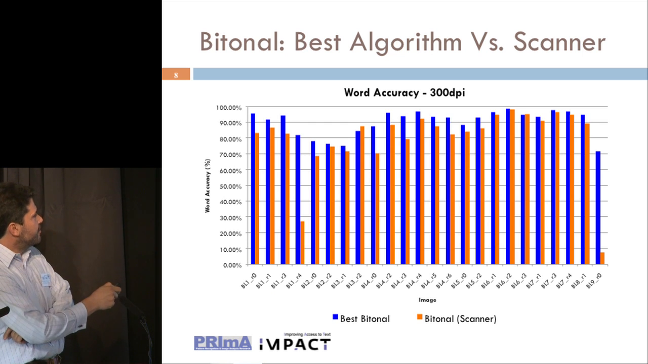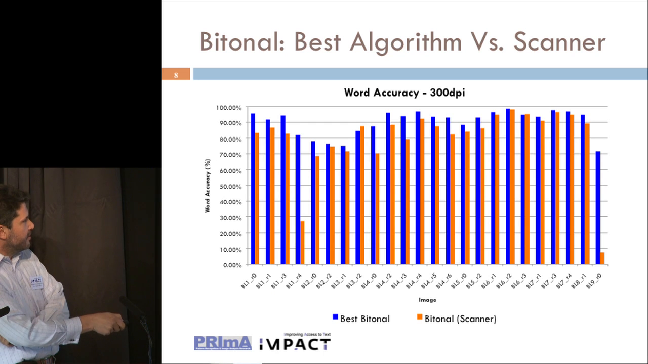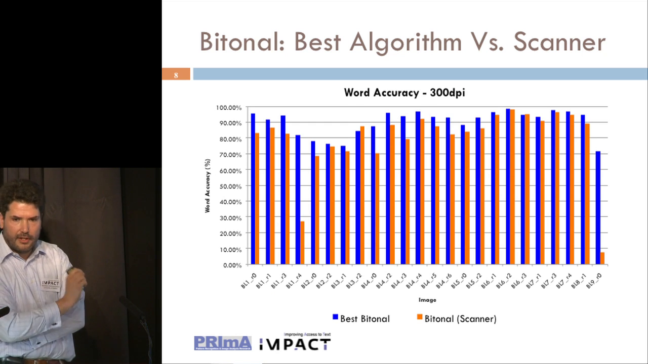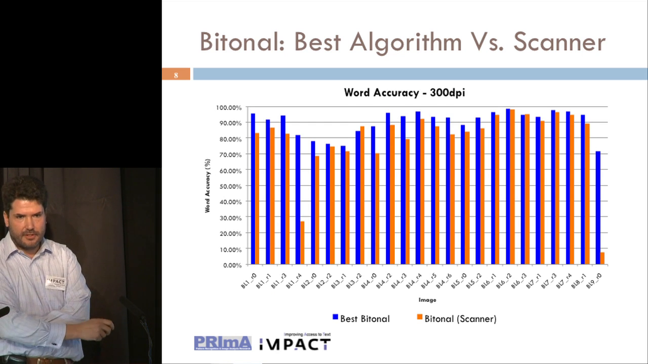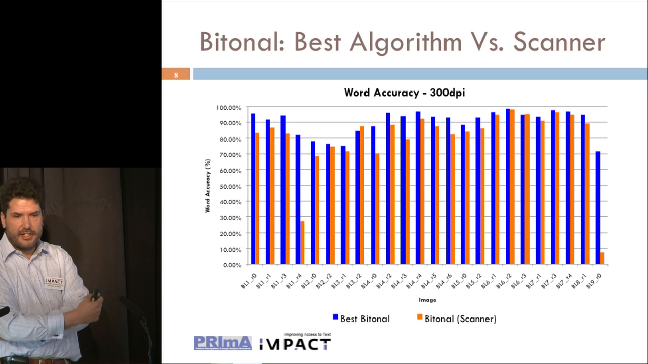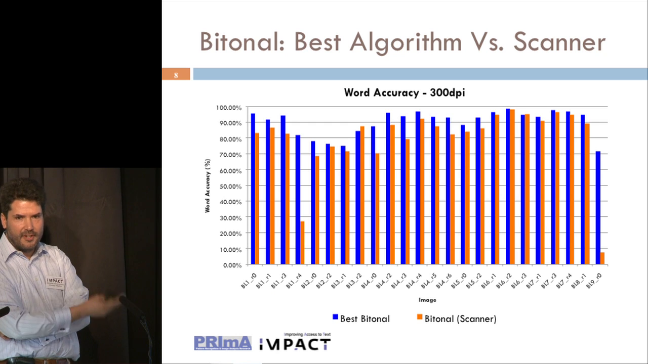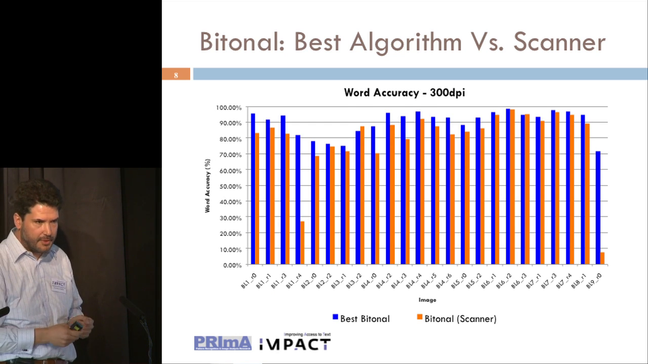Okay, and in some cases, you see large differences there. Some huge differences in some cases, and in almost all cases, apart from some spurious ones we're not sure about, the best Bitonal is better than the Bitonal of the scanner. But on the whole, the best Bitonal is not the one that is fixed in the scanner software. Okay, that's important to know. If you have to go Bitonal, you might as well choose the best algorithm for that particular type of image.